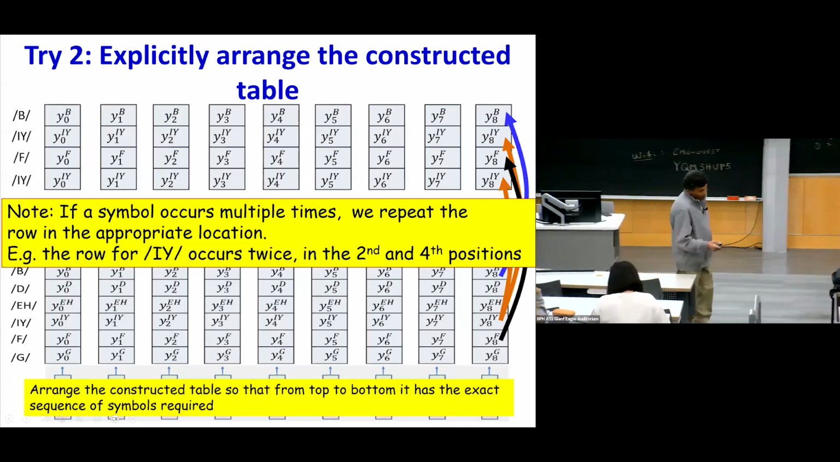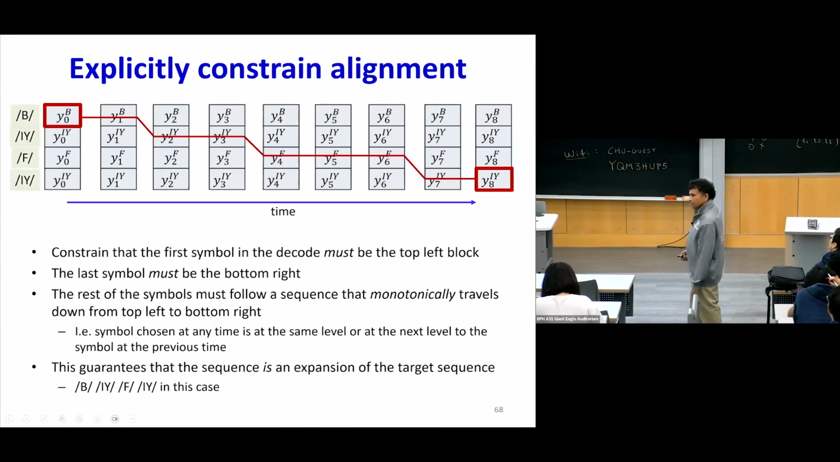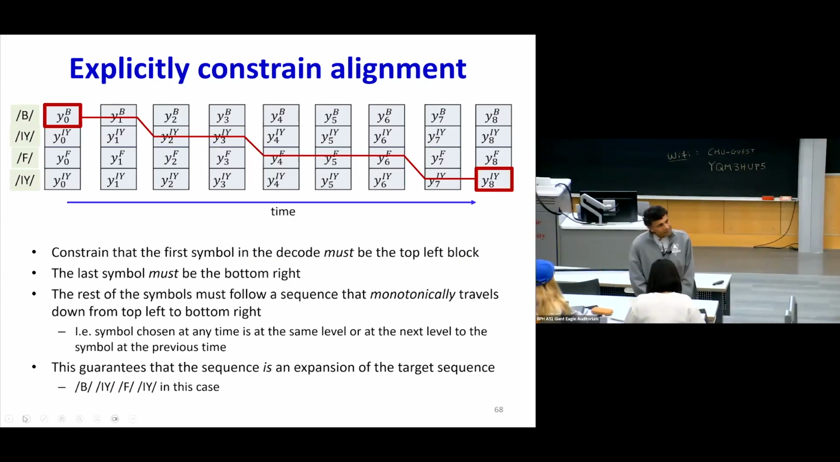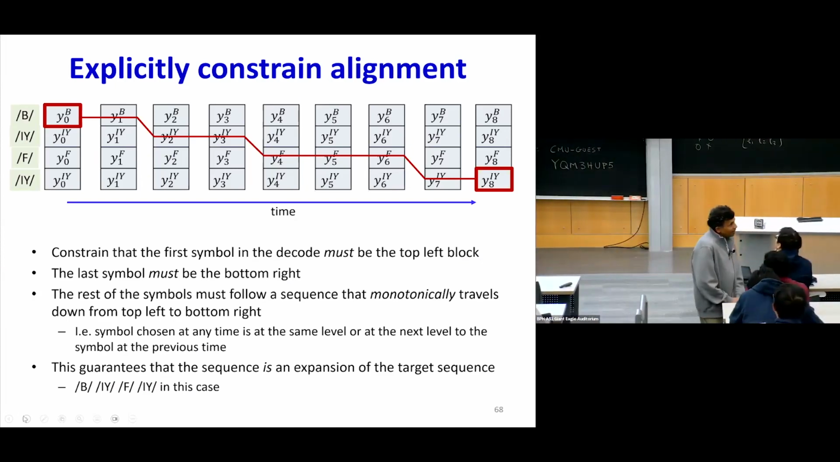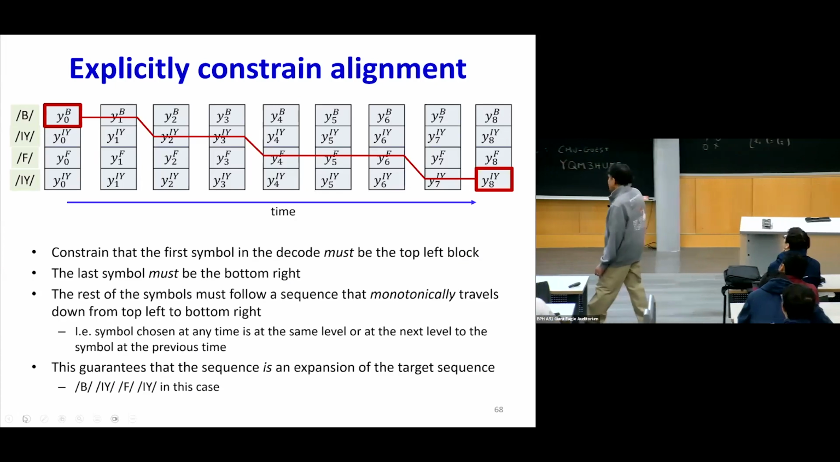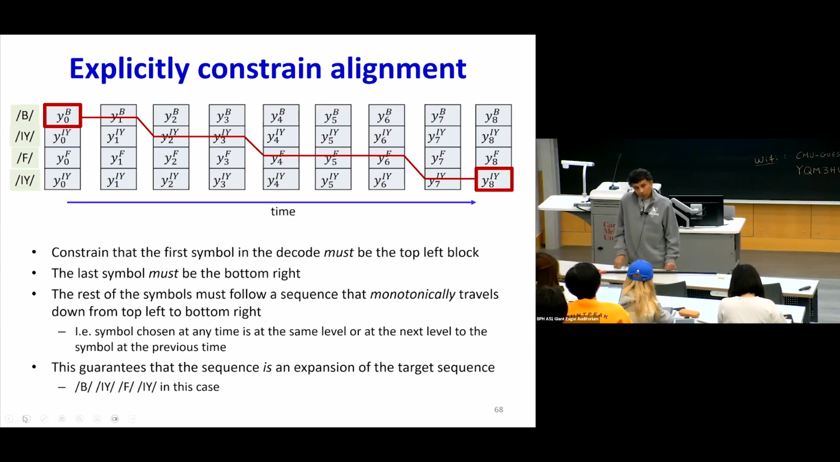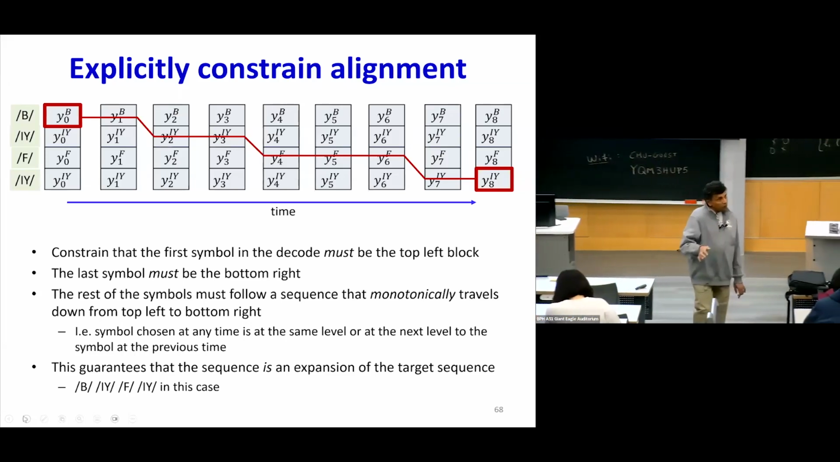So I'm going to note that once I arrange my probabilities in this manner and construct this updated table, any alignment of the word beefy to my input is going to be a monotonic path through this table, from the top left corner to the bottom right corner. Why? Because if it's monotonic, then you're always moving downwards and you're always moving forward.